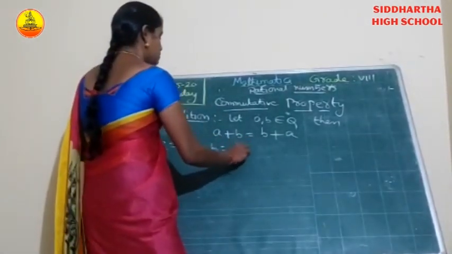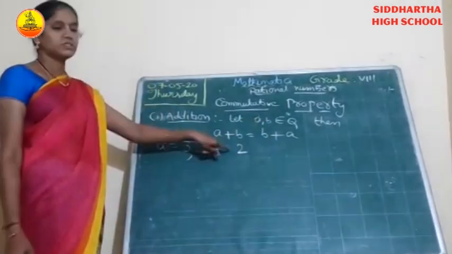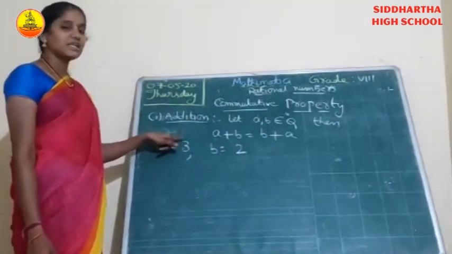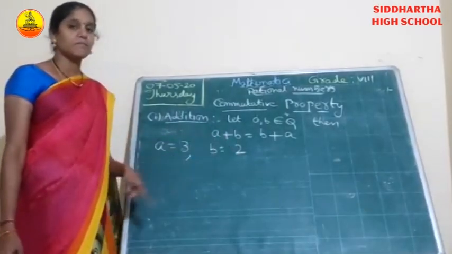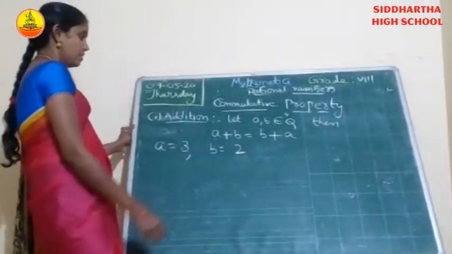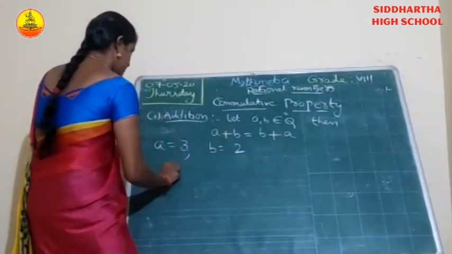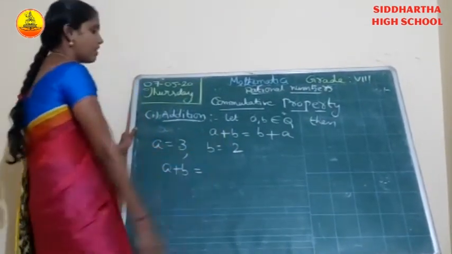Value of B as 2. These two are rational numbers only because 3 can be written as 3 by 1. The value of B is 2. 2 can be written as 2 by 1. So you do A plus B. What is the value of A plus B?